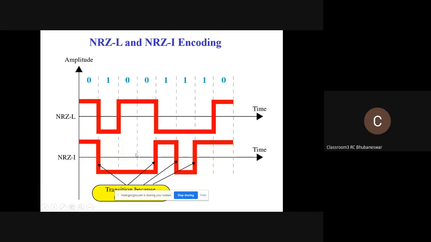Non-return to zero inverse. In this scheme, please look, I have given some hints. In this one, I have to make some transition. If the next bit is 1, listen to my words. Only when I find that the next bit is 1, there will be one transition.